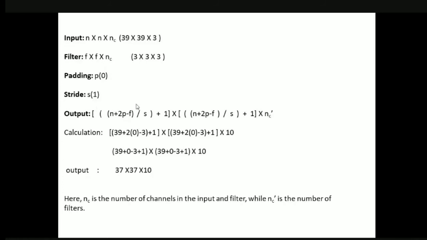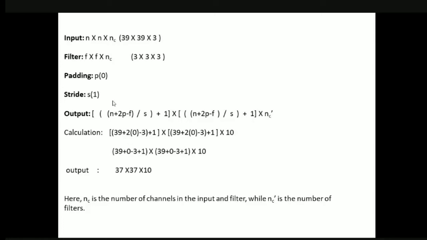If we do it like this, (n plus 2p minus f) by s plus 1, into (n plus 2p minus f) by s plus 1, into nc dash. Okay, nc dash is the number of filters. So let us see the calculation. What is the original n value? 39 plus 2 into, what is the padding here? 0, minus, what is the f value? 3. Okay, so 39 plus 2p minus 3.